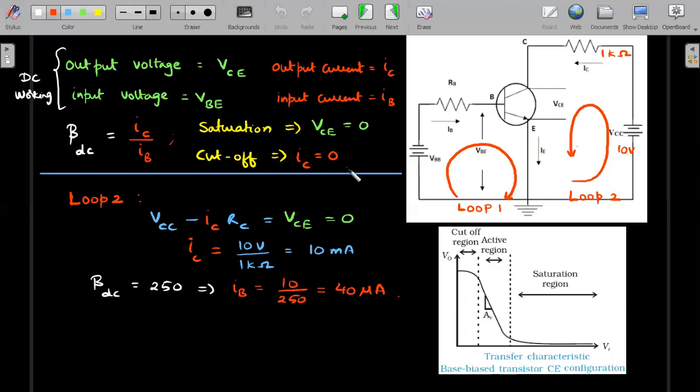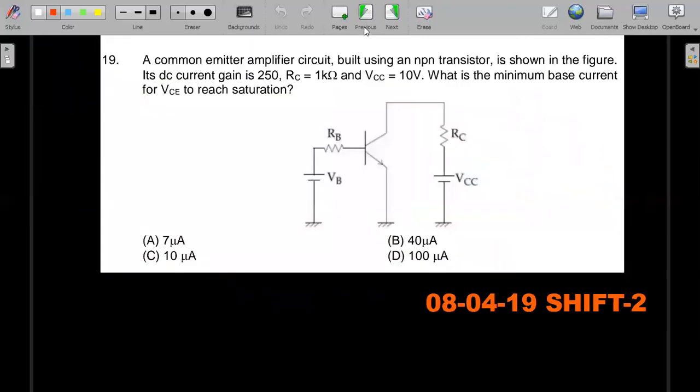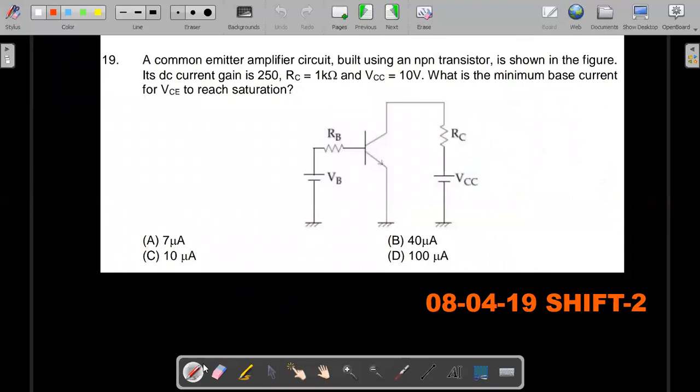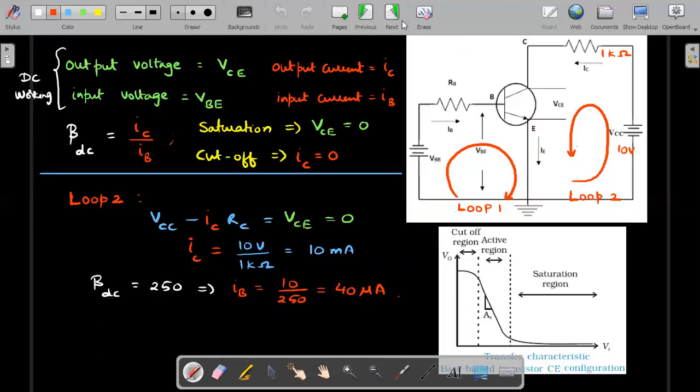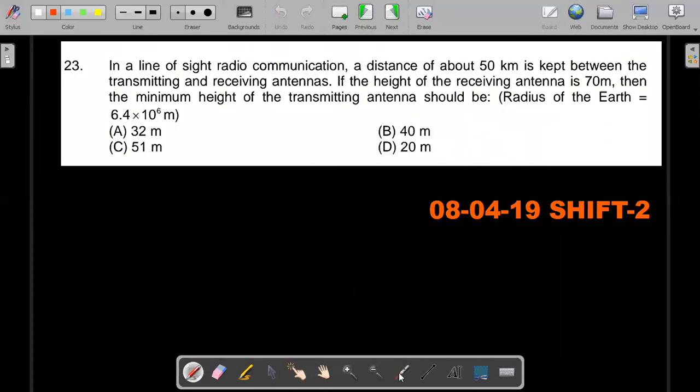So if I travel the loop 2, because all the numbers are given there, I've just marked 10 volt and 1 kilo ohm. VCC minus ICRC is equal to VCE, which should be equal to 0 as per saturation. Okay, so you get the value of IC, and beta has been given, right, this ratio. Therefore IC is known, beta is known. You should get the value of IB, which is 40 microampere. So the required answer in this case should be 40 microampere. Okay, so let's move forward to the next question.